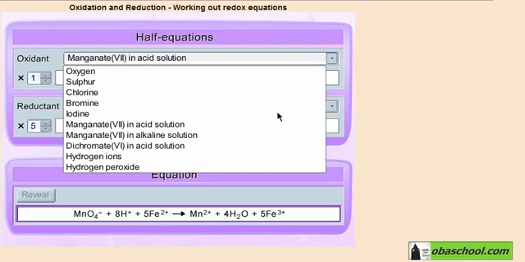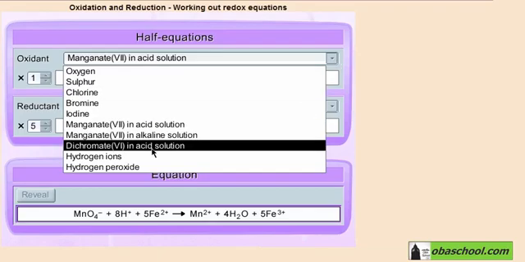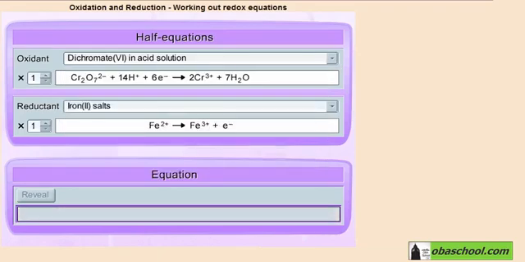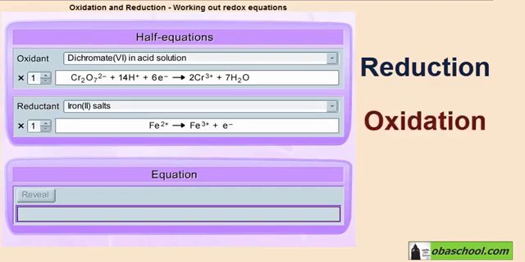Let's take, for example, dichromate in acid solution. Again, here we have gain of electrons. This is the reduction half equation, so dichromate is the oxidant. On the other hand, here we have loss of electrons. So this is oxidation, and thus the reductant is Fe2+. Again, notice that all elements and the charges are balanced at each half equation. Now we need to add these two up.